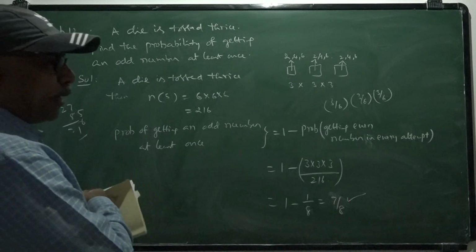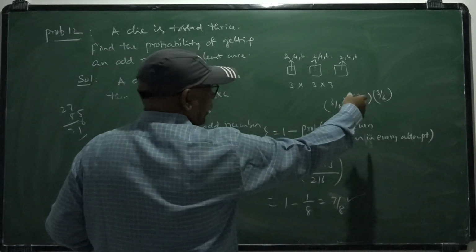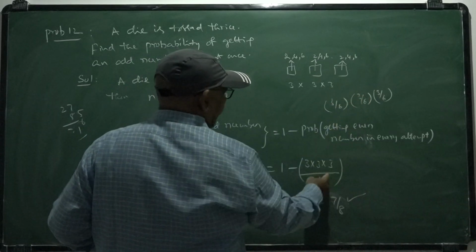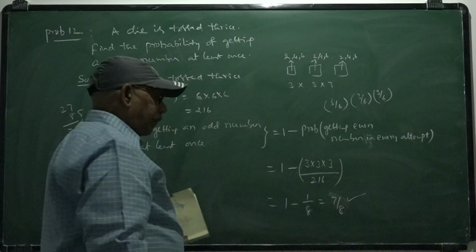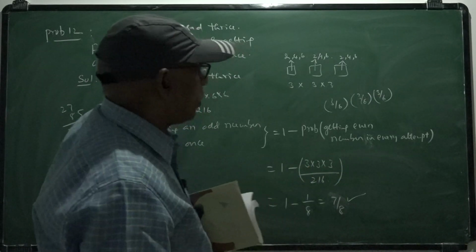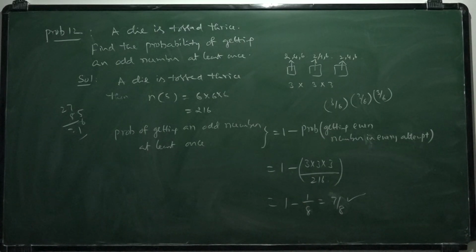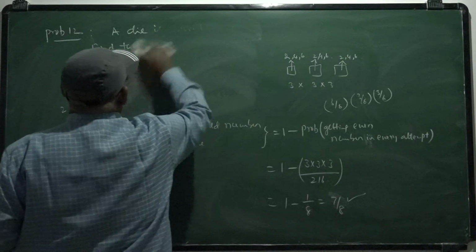Because each attempt is an independent attempt, hence they are independent events, hence I am taking the product here, 3 by 6 into 3 by 6 into 3 by 6, hence we get 1 by 8 is the probability of getting even number every time. So 1 minus that probability gives us the required probability.